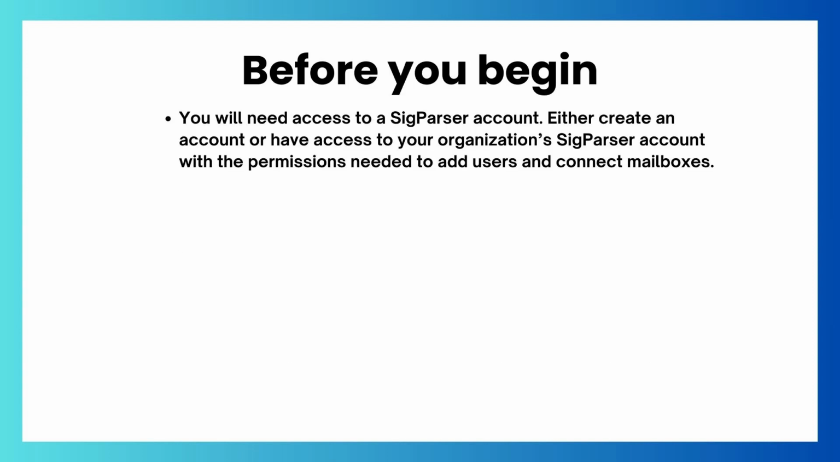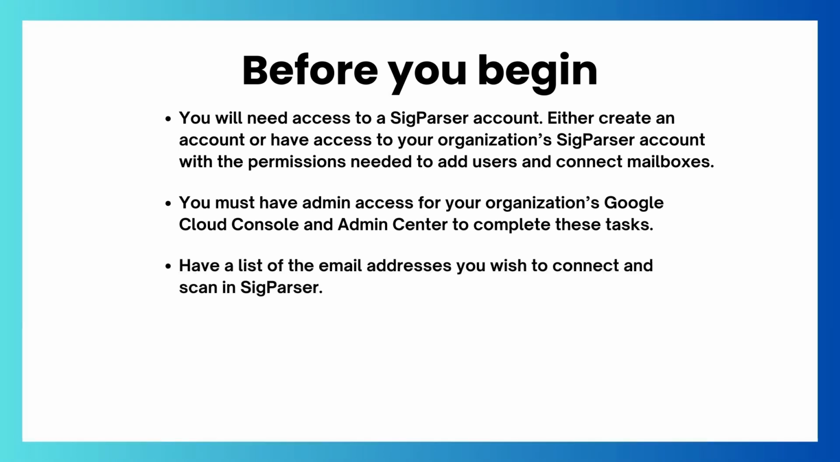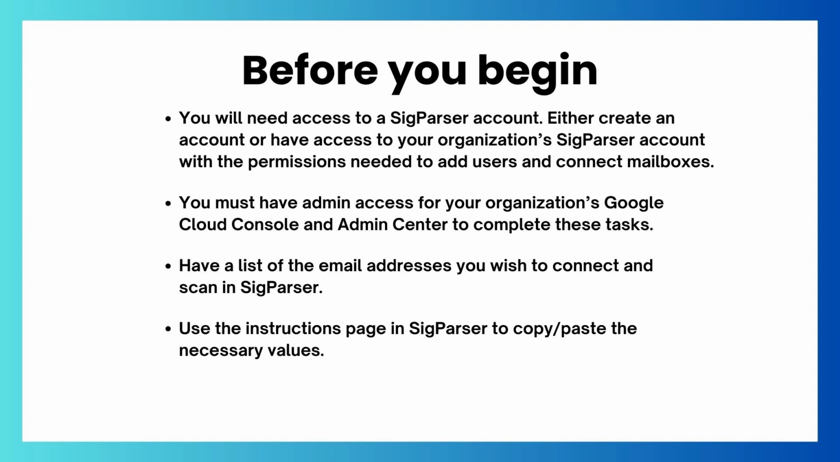To start, you must have access to the following: a SigParser account. Either create an account or have access to your organization's SigParser account with the permissions needed to add users and connect mailboxes. Admin access for your organization's Google Cloud Console. Admin access for your organization's Admin Center. A list of the email addresses you wish to connect and scan in SigParser. And use the instructions page in SigParser to copy and paste the necessary values.